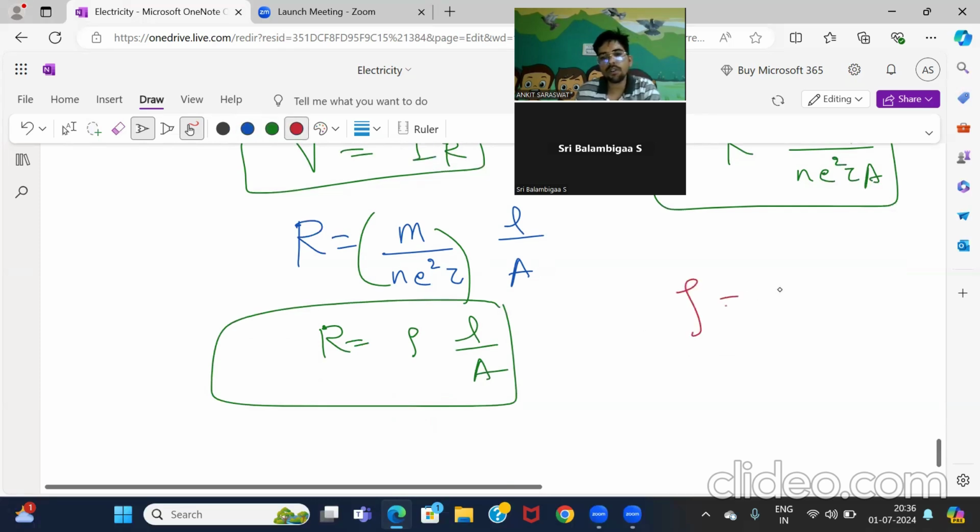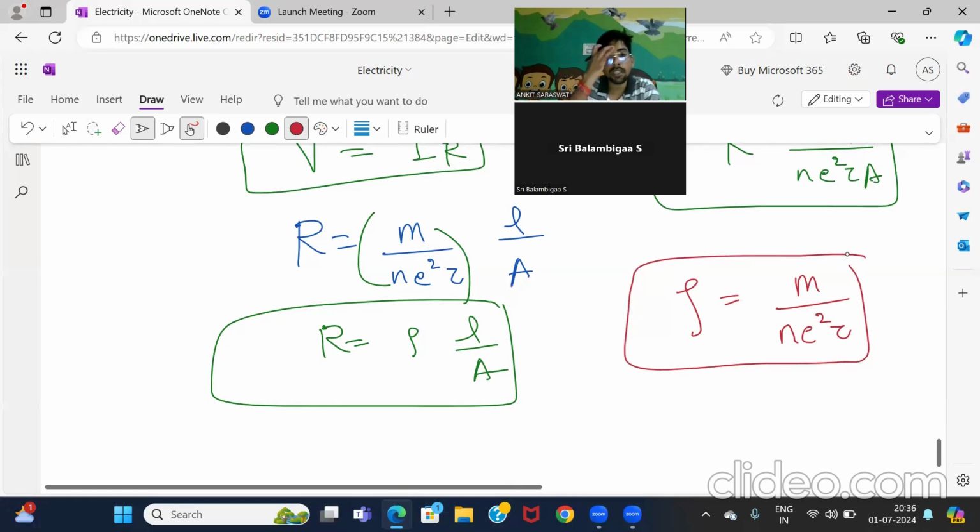Yes, sir. Rho is what? Resistivity is m by n e square tau. And I think this is being taught to you like resistivity depends on material. Why is it depending on material? See here. m is the mass of an atom, here mass of a charged particle. n is the number of free electrons per unit volume. It depends on material; n is a property of material. e remains constant, e never changes. m never changes because mass can neither be created nor destroyed.